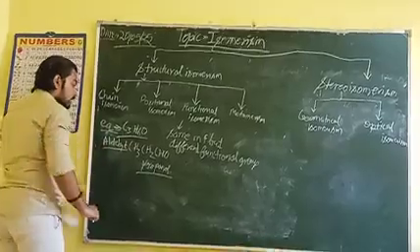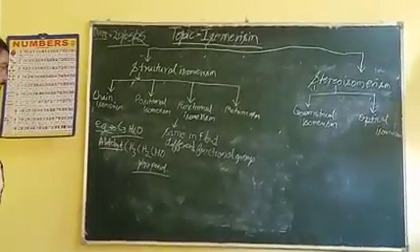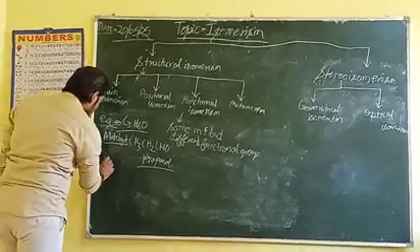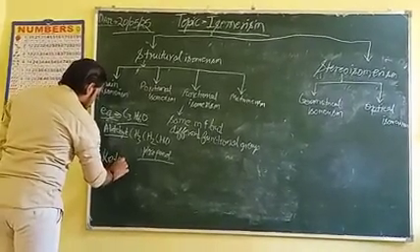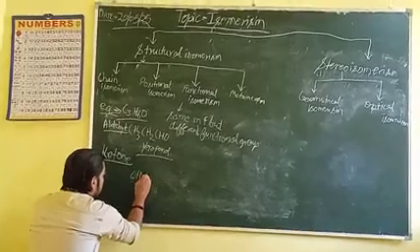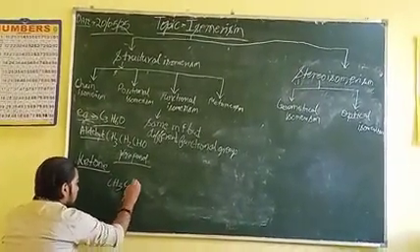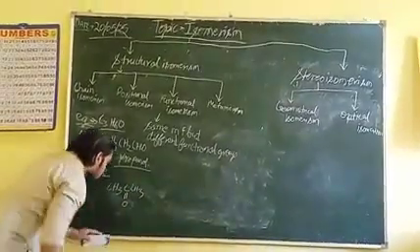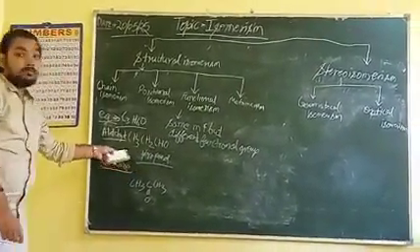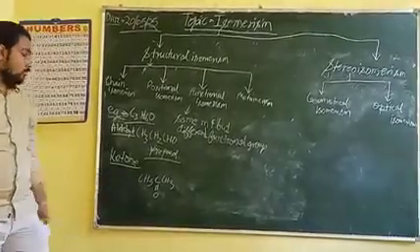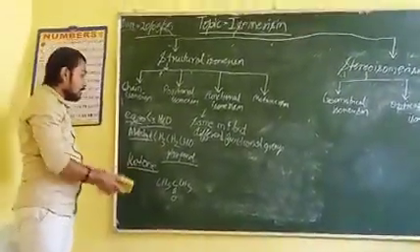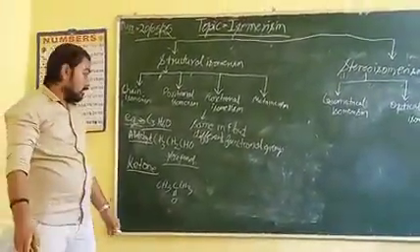In aldehyde, we retain this. For ketone, we retain this. In ketone, we have CH3, C double bond O, CH3. So we have the aldehyde form and we have the ketone. We take another example of functional isomerism, that is alcohol and ether.